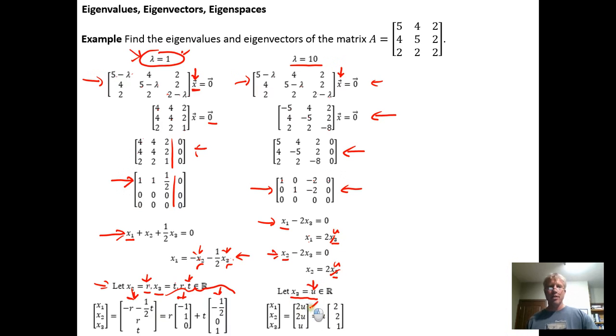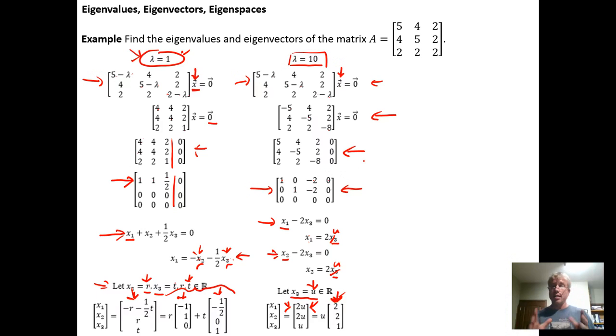This eigenvector right here forms an eigenspace that corresponds to lambda equal 10. And what you'll learn in a future video is that this vector is a basis for the eigenspace. Anyways, that's how you calculate the eigenvectors of a 3x3 matrix.